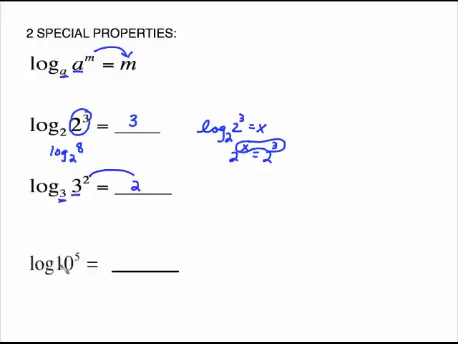When you look at this, remember we just said if there is no base showing, it's understood to be base 10. So if it helps you, you could pencil in a little 10 right here to help establish the fact that this base and this base are the same, therefore it is just that exponent of 5.